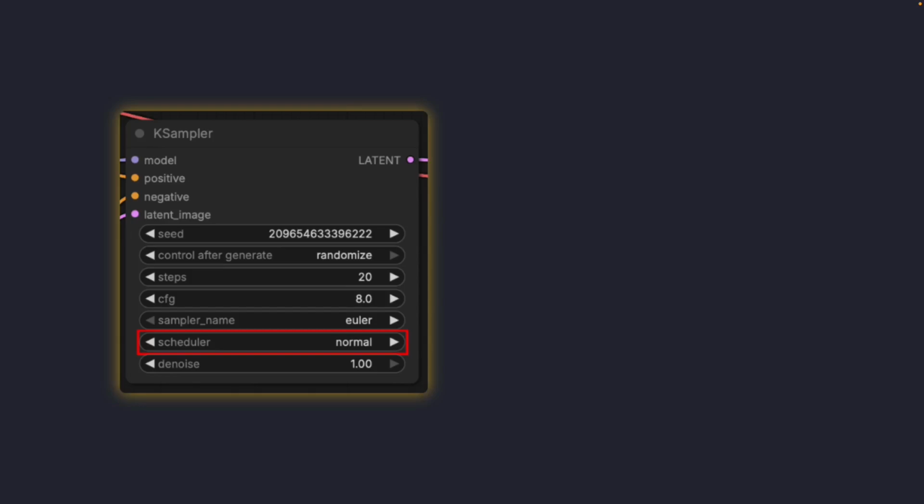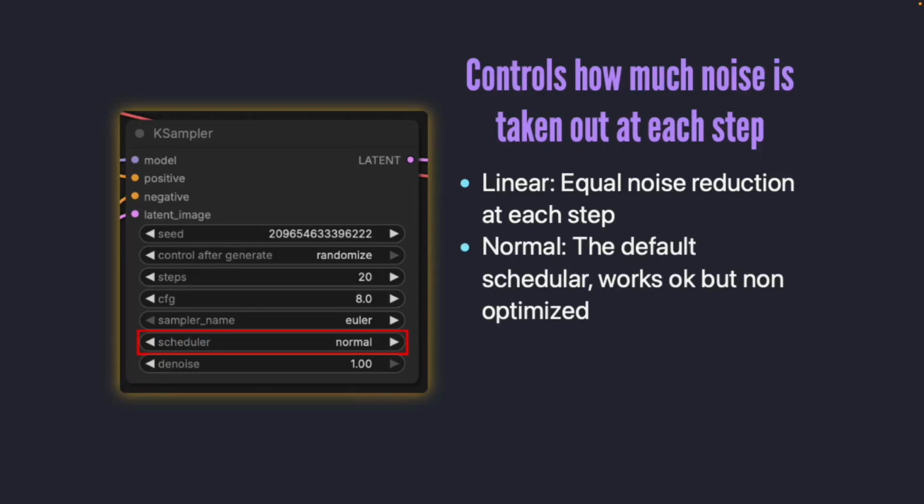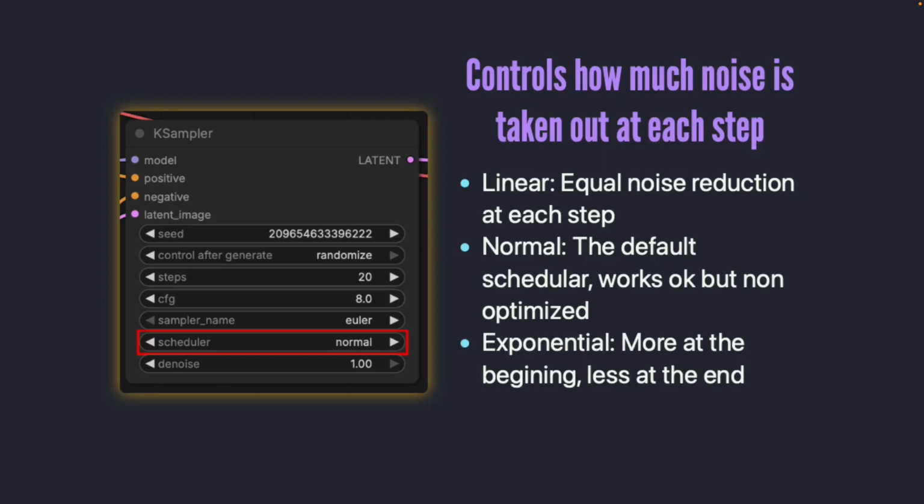So that's the sampler. The next we have is the scheduler, which is going to control how much noise is taken out at each step. And linear is going to take out equal noise at each step. ComfyUI actually doesn't have linear. They have linear quadratic, which is a pretty old scheduler. You're not going to usually be using that one. Then you have normal, which is the default and works okay, but it's kind of old. It's not really optimized. Then you have exponential, which gets a little bit better. Now we're taking out more at the beginning and less at the end.